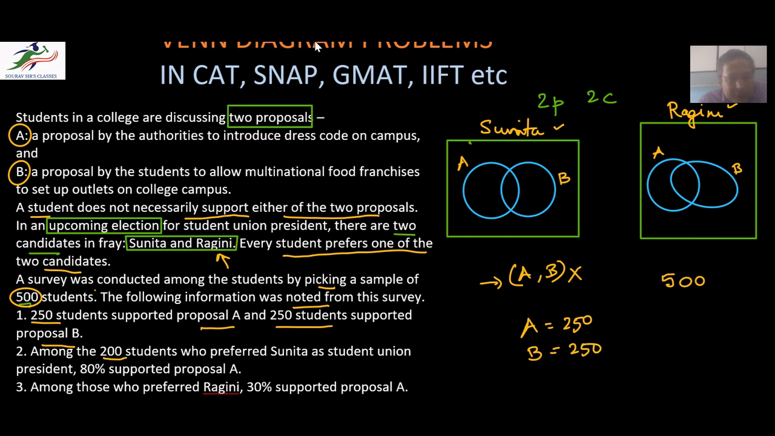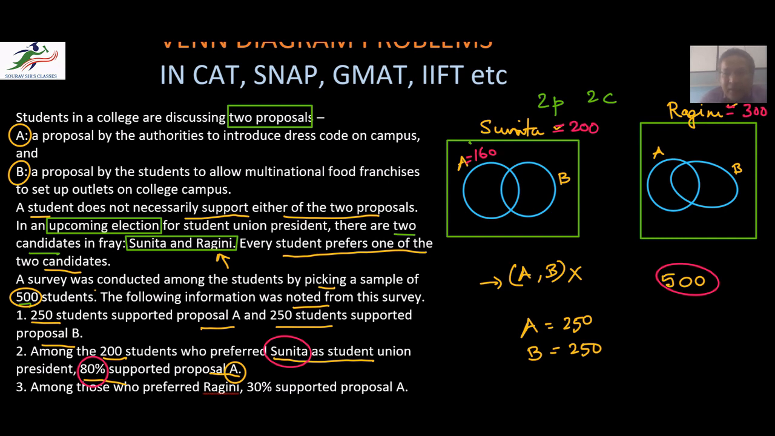Among the 200 students who preferred Sunita as a student union president, 80% supported proposal A. So it is told that the number of students supporting Sunita is 200. Therefore, number of students supporting Ragini would be 300 because the total is 500, and they are supporting one or the other. And out of the 200 who are supporting Sunita, 80% supports proposal A. That means A is equal to 160.